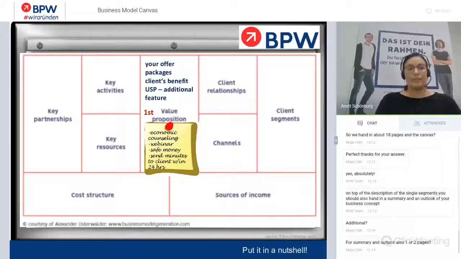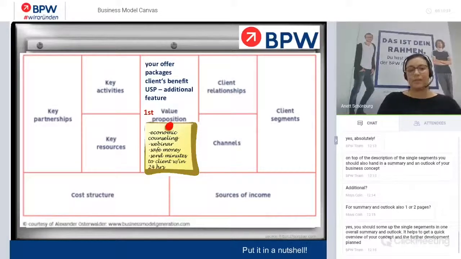In our example, we want to sell economic counseling. Economic counseling could take place personally. We also could offer trainings on the job or webinars. Each offer would get its own sticker with the value proposition and client benefit.